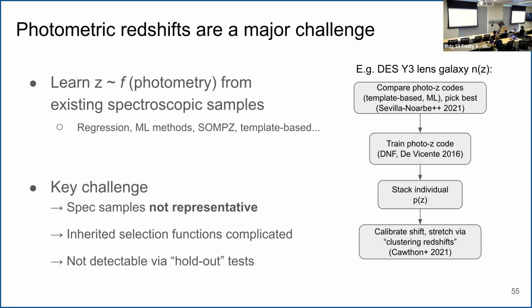So there's lots of different ways to do this. A key challenge, as you just heard in the last talk, is that the spectroscopic samples that we have right now are not representative. So when your training set is biased, you are probably going to have some biased predictions, and it's very hard to know how biased you are if you can't quantify how representative or non-representative your spectroscopic data sets are.